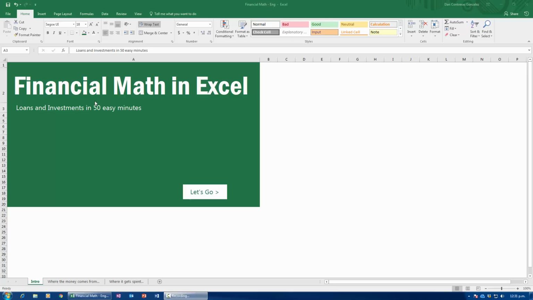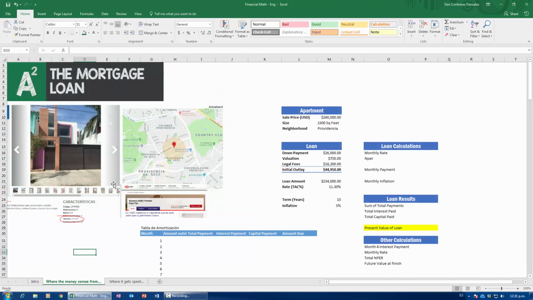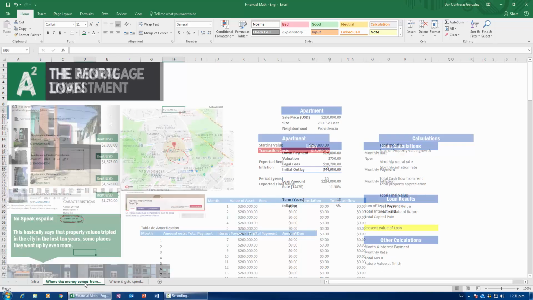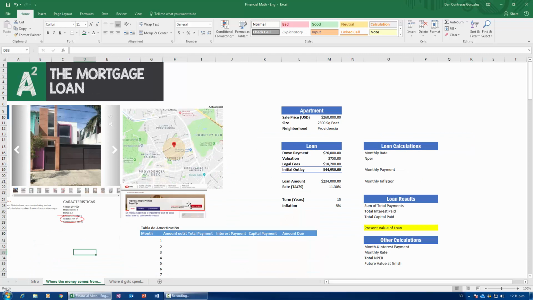So, as an example to learn financial math in Excel, we're going to be using the oldest get-rich-slow trick in the book, which is buying a house on a mortgage and then renting out that very same house. We're going to be looking at a ton of equations, formulas, and other stuff in Excel, and it's going to be pretty exciting.